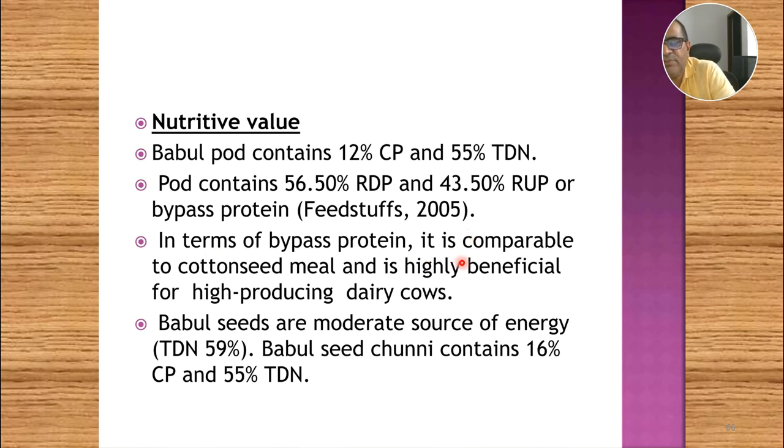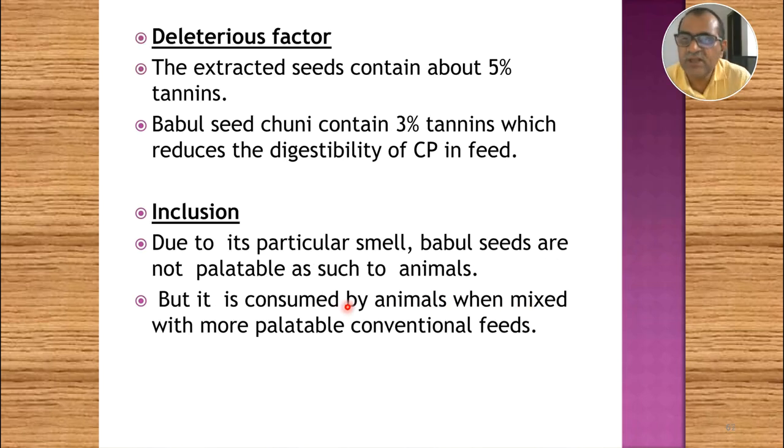So in terms of bypass, it's a bypass protein. It's comparable to the cotton seed meal and highly beneficial for high producing milch animals. Directly it enters the intestine and causes a sudden increase in the milk yield. But it contains a deleterious factor. About 5% of tannins is contained in the babul seed. Then it also contains another deleterious factor.